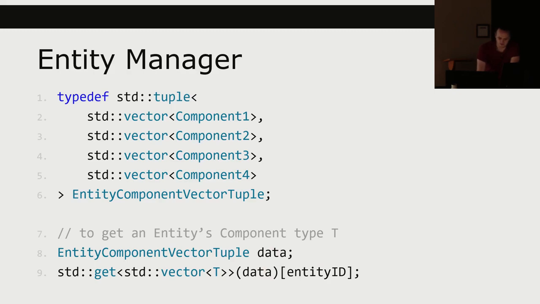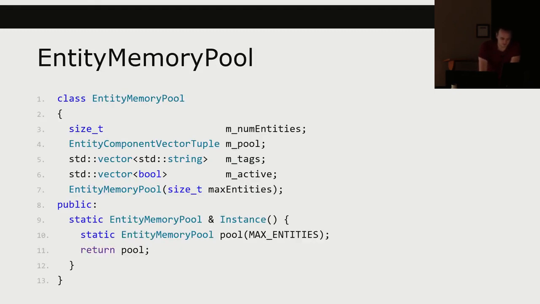And then let's see how our system changes if we want to implement something like this. We would have an entity memory pool class, we're nice object-oriented people. So we're going to keep track of the number of live entities that we have. We have the actual vector storage tuple, so that's for the components. But our entities have other things that are not just components. They have a tag. They have whether or not they're alive, right? So we have separate vectors for each of those. And then we have a constructor.